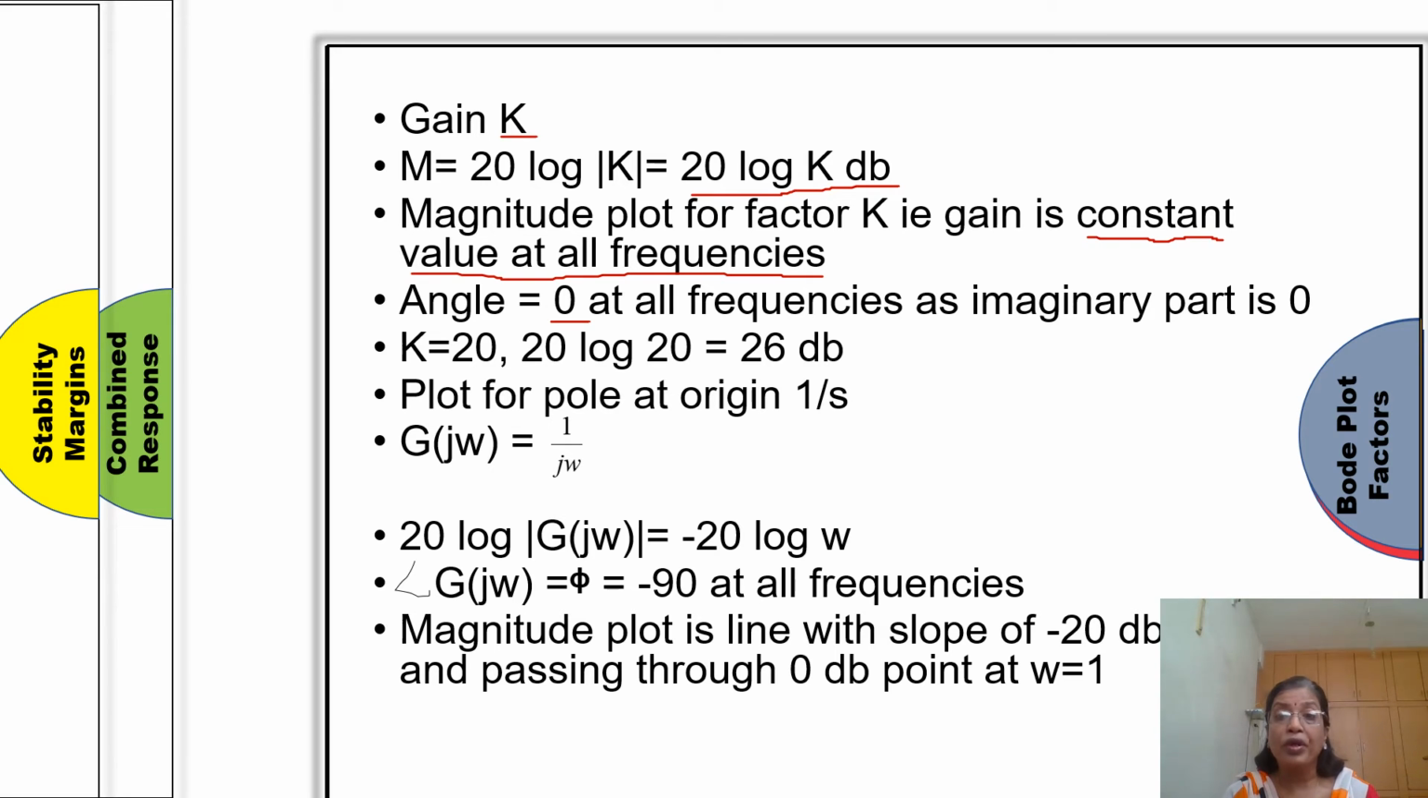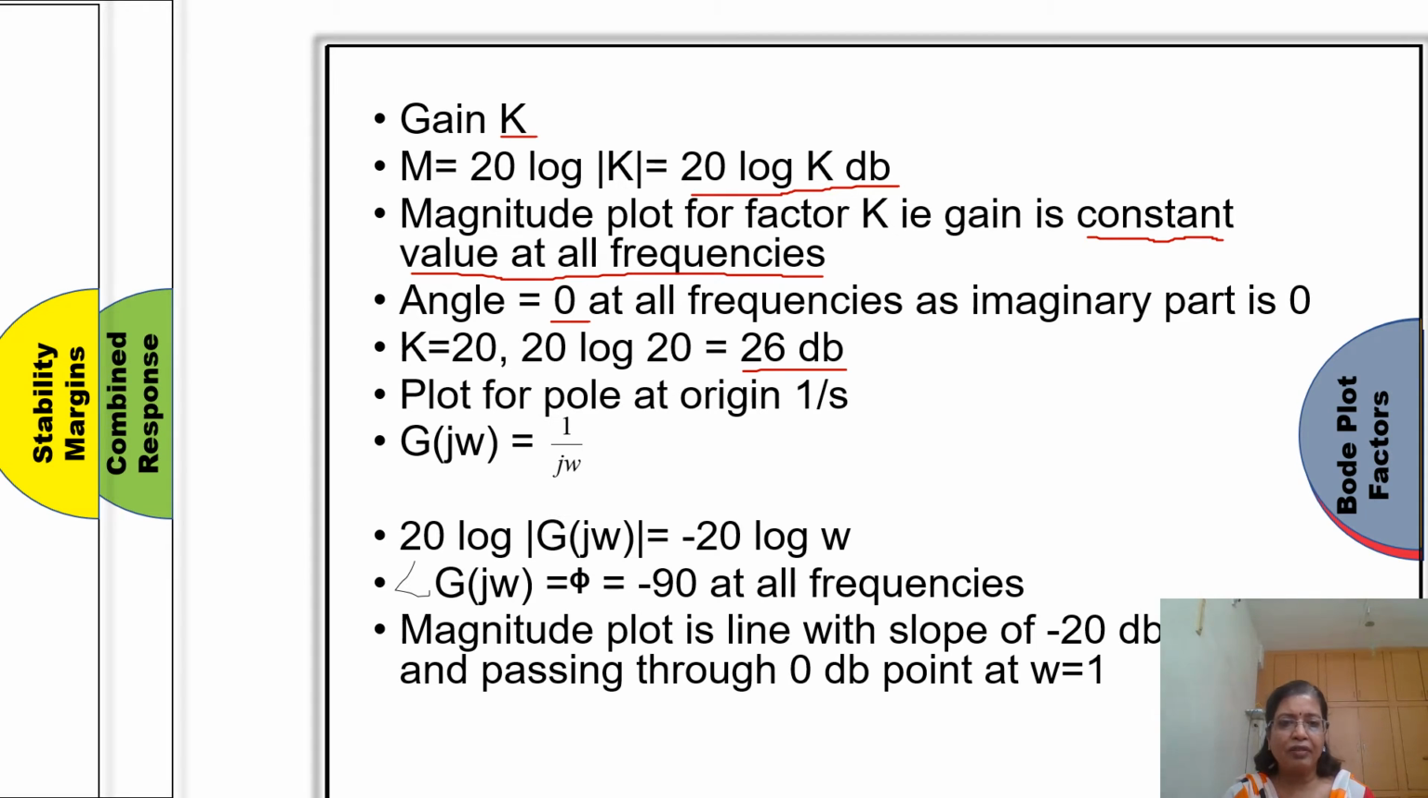Hence, the Bode plot for the factor K, that is gain, is always a straight line of constant magnitude 20 log K. If K is equal to 20, it is given by 20 log of 20, which is 26 dB. And its angle is always 0 at all frequencies. So the contribution of factor K is 20 log K in magnitude and 0 in angle.